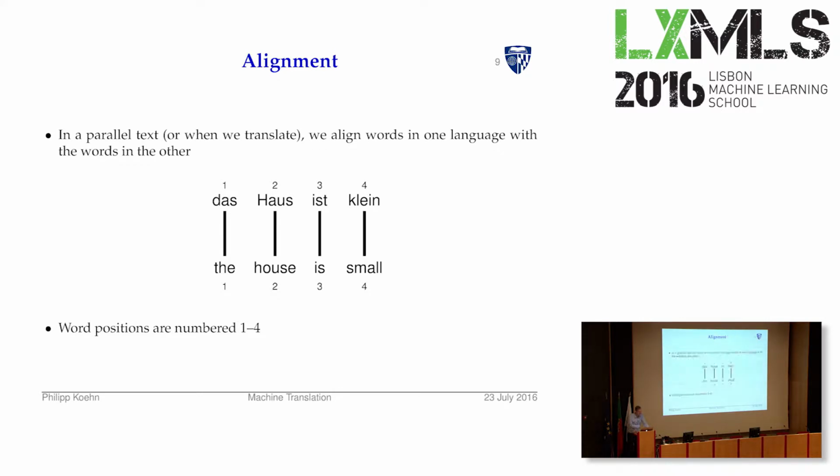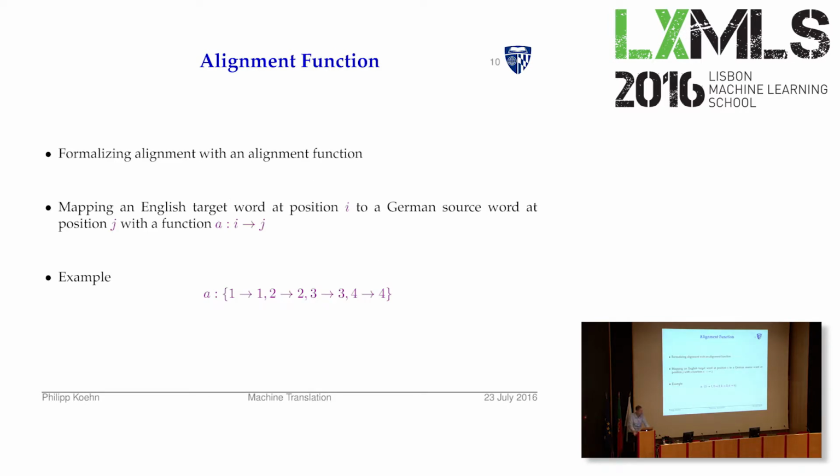So we basically give them word positions 1, 2, 3, 4, and we're now going to define a function that maps words from the English target word position to the German source word position. So in this case, it's a very simple function that just maps 1 to 1, 2 to 2, 3 to 3, and 4 to 4.